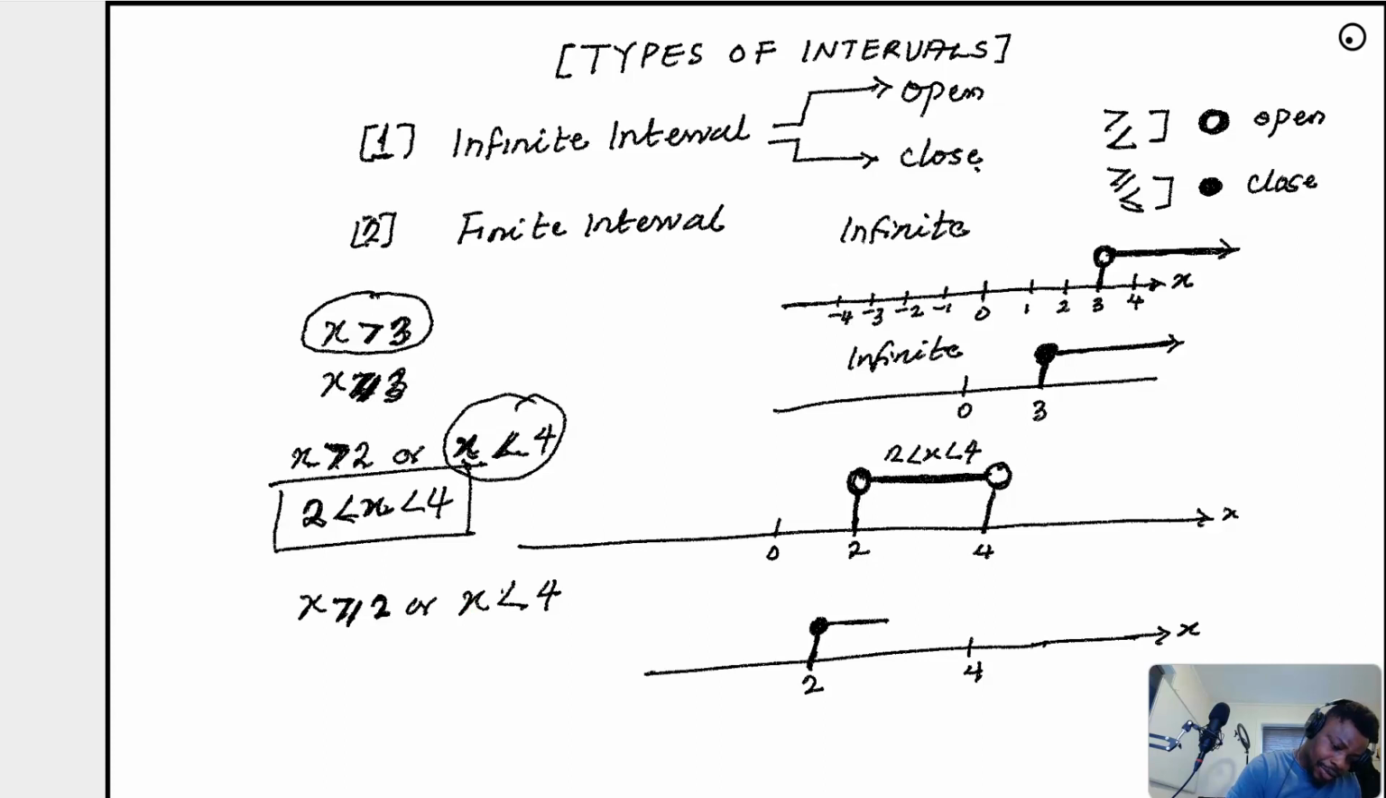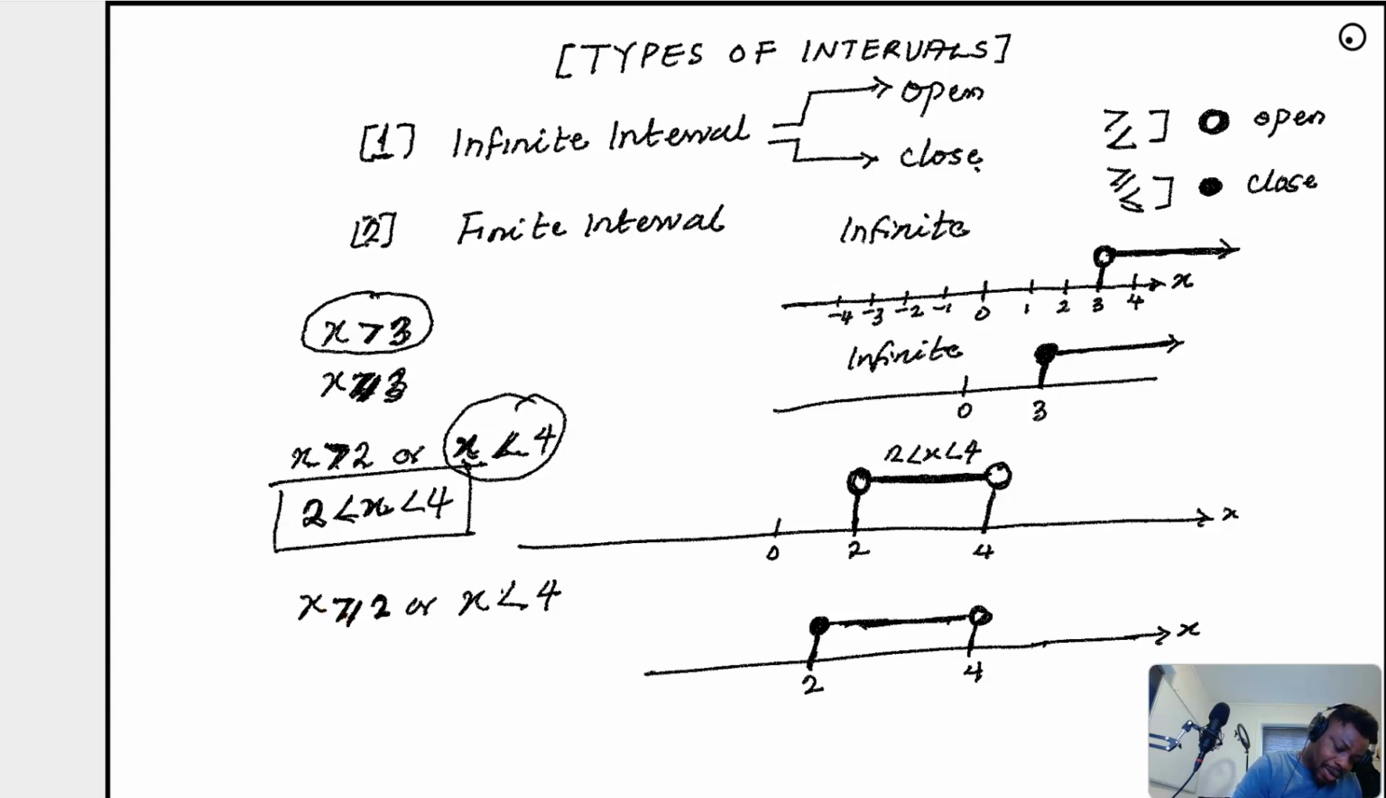Then x is less than 2. That is open. And the line goes to the left. You can see it is combined. So this is shaded while this is open. So this is closed while this is open. You can still call it that way.